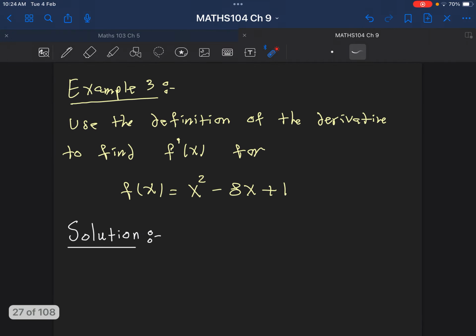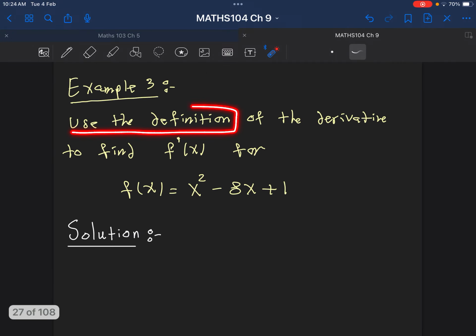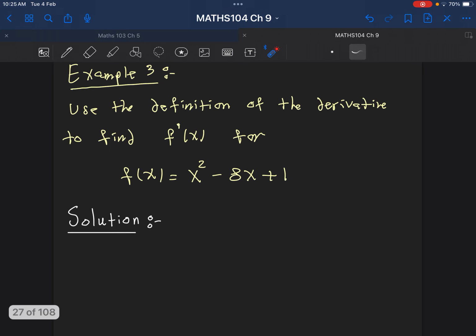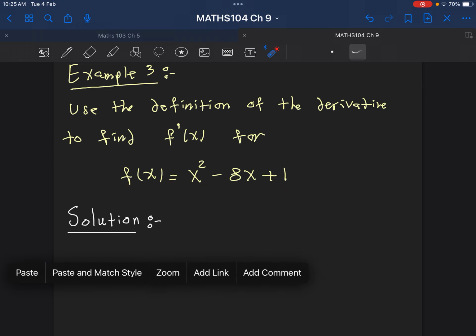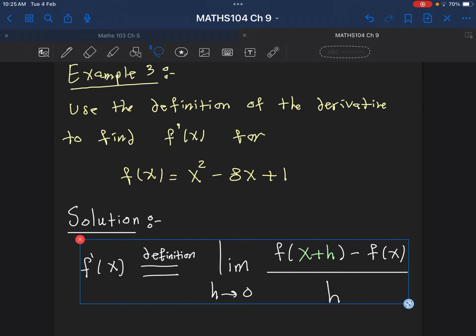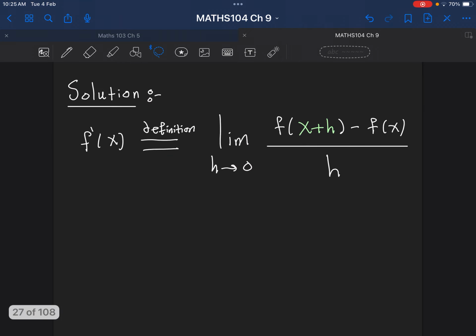Let's go to example number 3. Again, use the definition. Later on, we will teach you how you find the derivative, but not using the definition, using some formulas. But since the starting point for us is to find the derivative using definition, that's what we are going to do. Now, of course, we get a more complicated function. However, our steps definitely would be the same. We'll start with the definition of derivative.